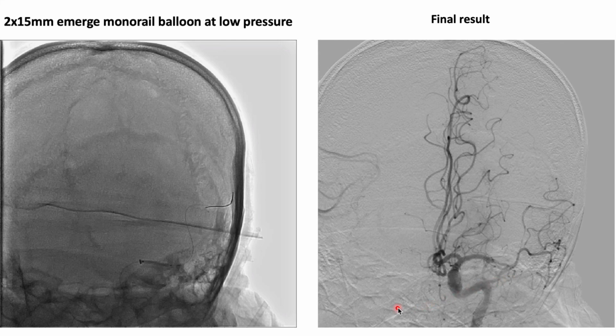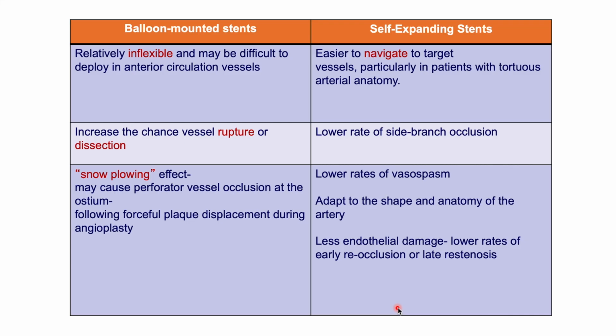I did not go more aggressive than this because at that time I did not have a 2 millimeter stent on the shelf. So you ideally need self-expanding or balloon-mounted coronary 2 millimeter small length stents available to stent these ICADs. So you've got a choice between balloon-mounted stents and a self-expanding stent. The balloon-mounted stents are relatively inflexible. They increase the chances of vessel rupture or dissection, and you can have a snow plowing effect with them.